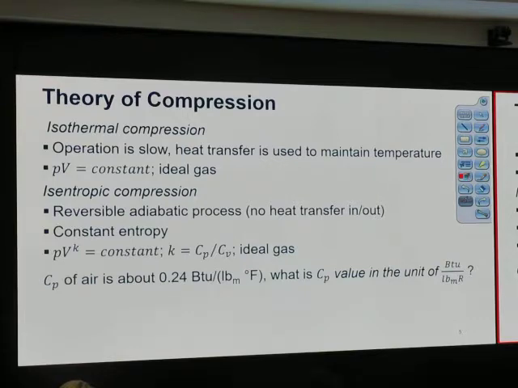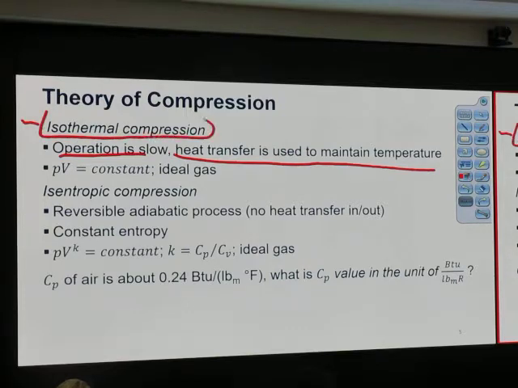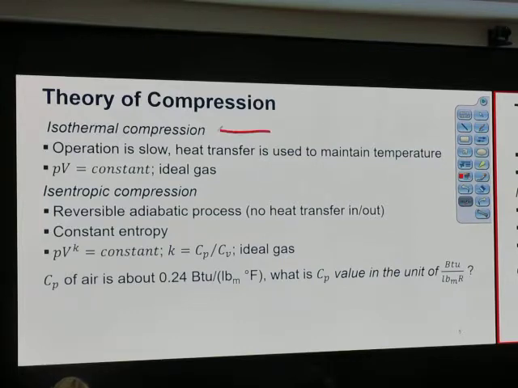Okay. Number one that I want you to know is isothermal compression. Isothermal means everything is done at constant temperature. Operation is slow, and heat transfer is used to maintain temperature. So normally we cannot have isothermal compression, because whenever we compress gas it becomes hotter. This is just in theory. Isothermal means PV equals a constant for the ideal gas case. So what you need to know is what an isothermal process or isothermal compression is: constant temperature.